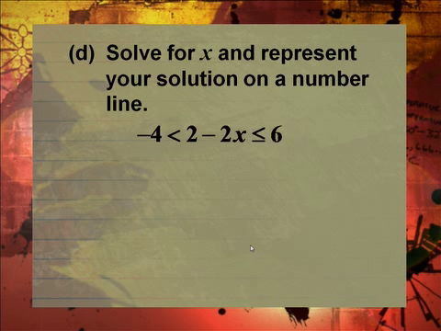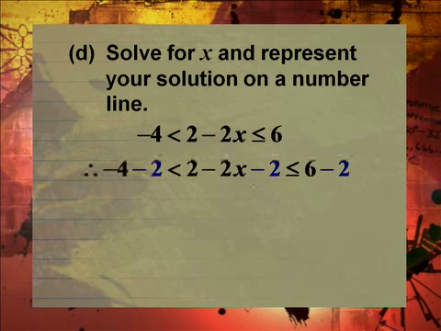Oh, this is important. You've got to solve for x and represent on a number line. Now my problem is I've got two inequalities. I firstly need to get rid of that 2. The best way to do that is to subtract 2 there, but I can't just do it there. I must do it to the right and to the left. So I subtract 2 from everybody.